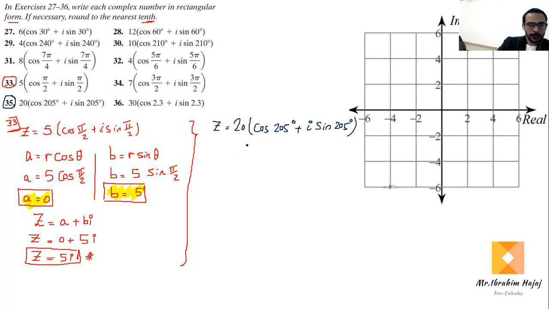The mic is not working. So solve this question for me and send me number 35, Abdulillah. I'm waiting for your answer on WhatsApp. Okay, this is 35 for Abdulillah. Okay, thank you.